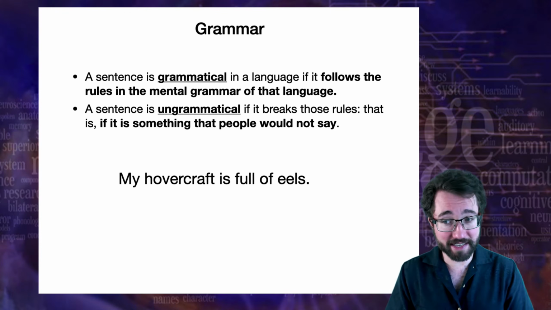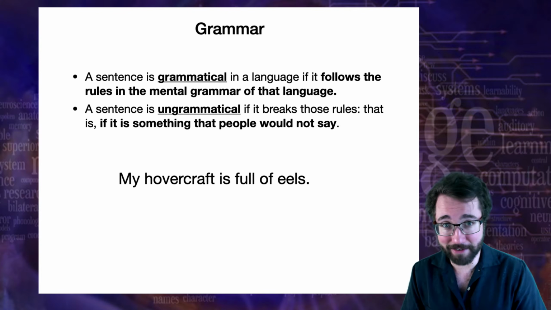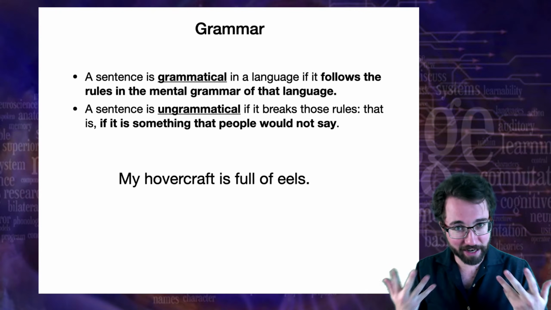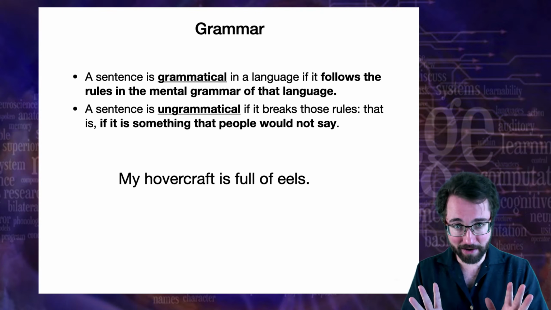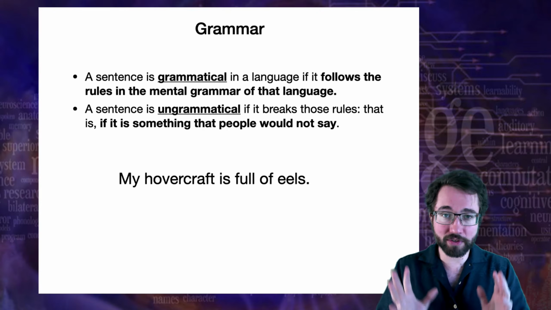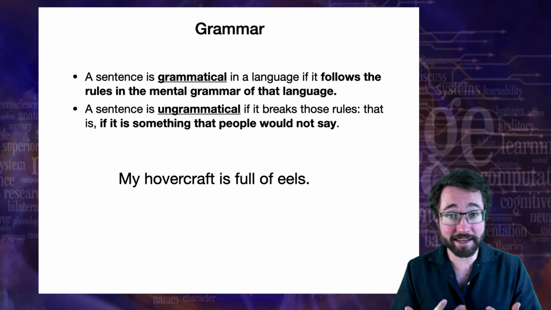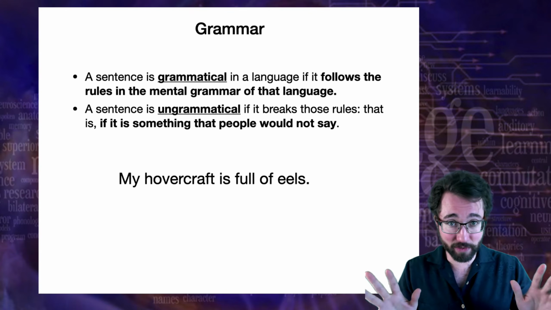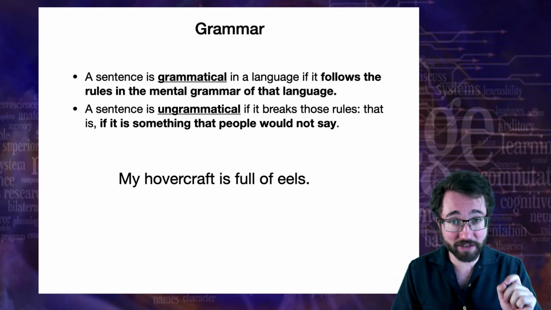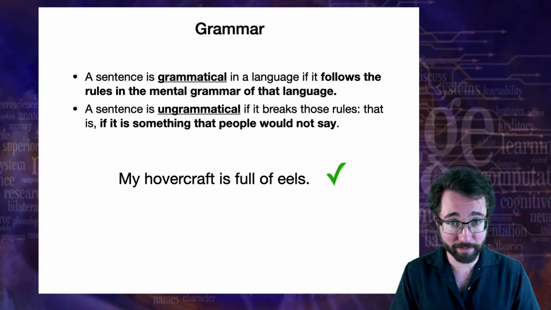So for example, this sentence, "My hovercraft is full of eels." Now, the meaning here is crazy. It's hard to think of a scenario where you would really say something like this and mean it. But that doesn't matter. What matters is that it follows the rules of your mental grammar. So there is a possible situation where someone would say this. It's a crazy situation, that doesn't matter. What matters is there is a situation where an English speaker would say this and would be understood. So we say this is grammatical.